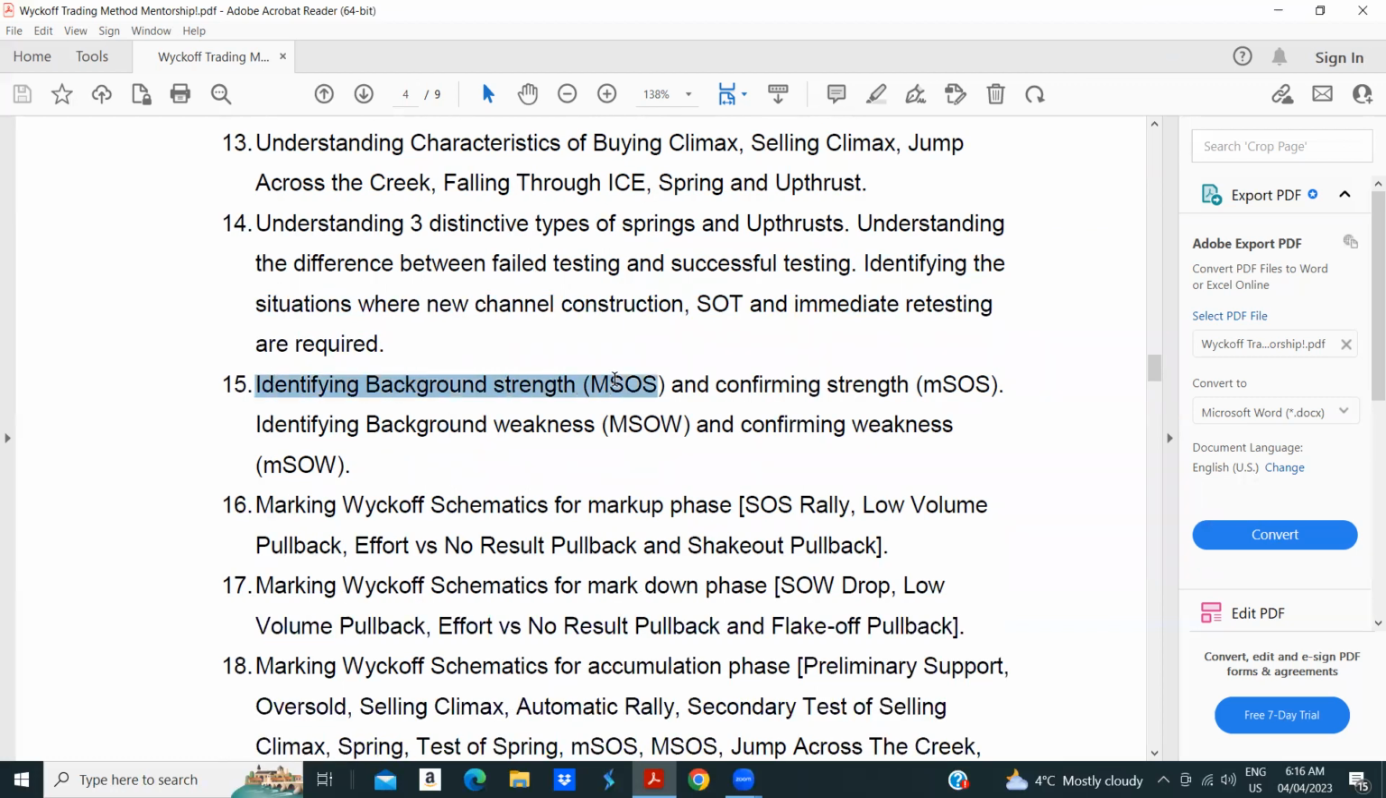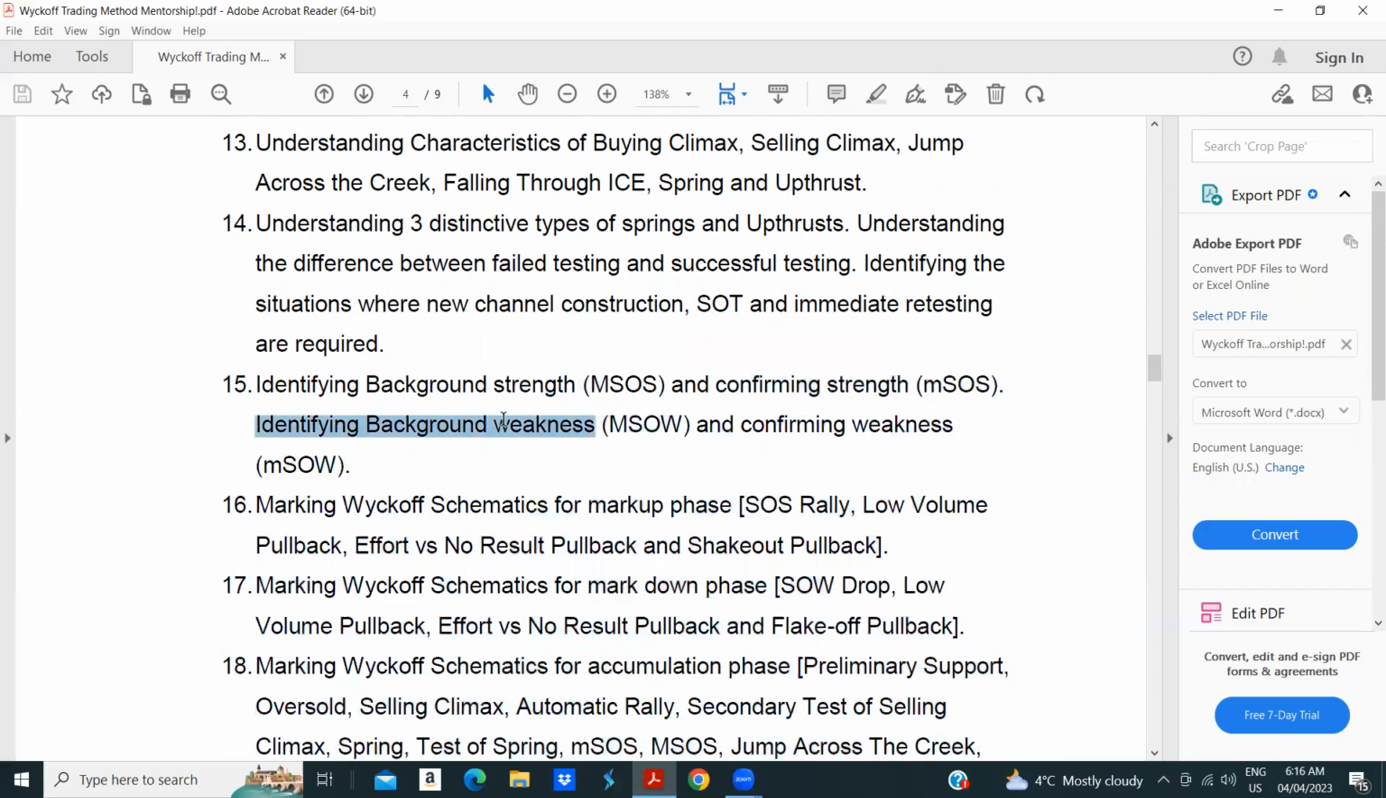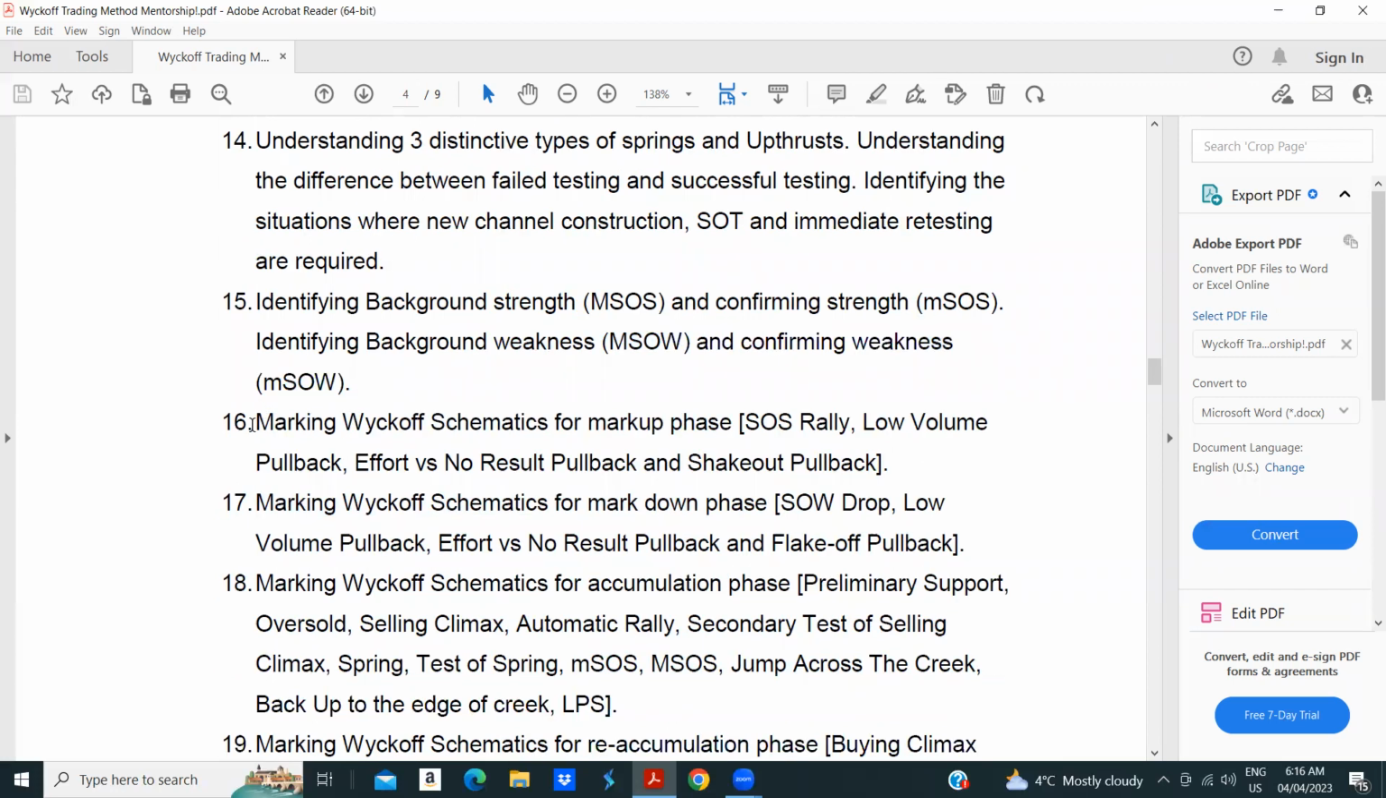Then we're going to identify the background strength and confirming strength. We will identify the background weakness and the confirming weakness. Okay. We will also mark the Wyckoff semantics for markup phases.